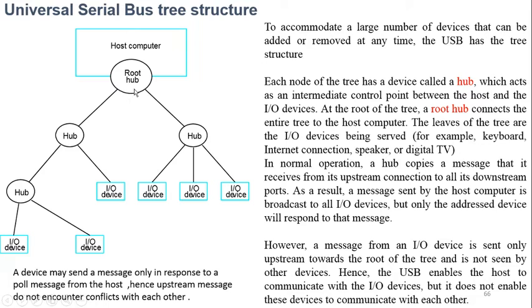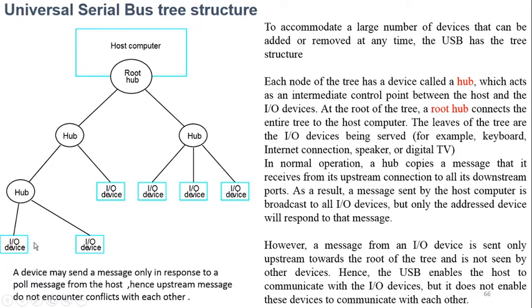Is it clear? That means during a data transfer from a root hub to an IO device, the root hub transfers this message to all its associated hubs. That means this root hub transfers data to this hub as well as to this hub. Similarly, this hub transfers the received data to all its associated children. That means it transfers data to this one, this one, this one. Here the received data is transferred to this hub as well as to this IO device.